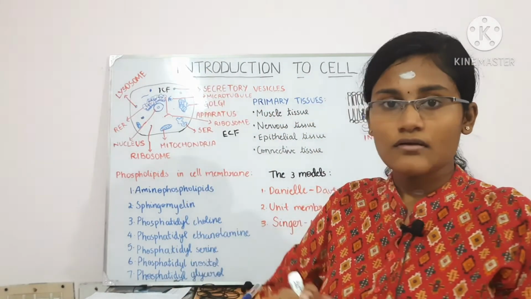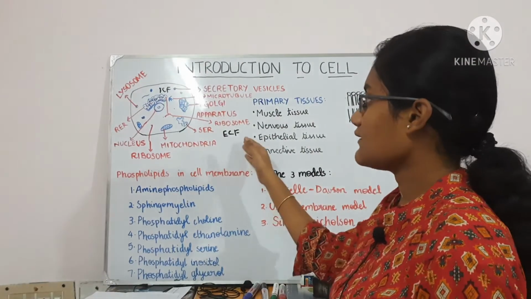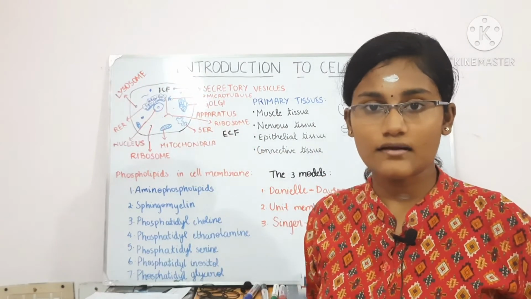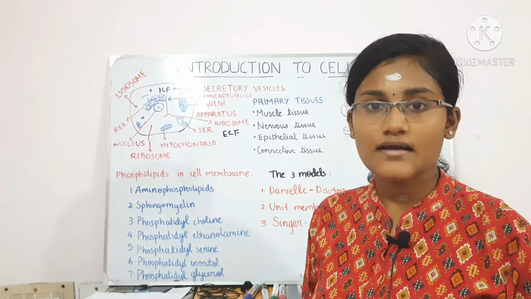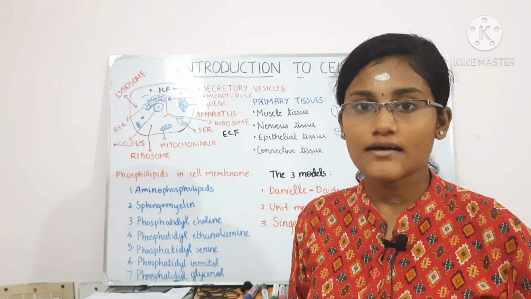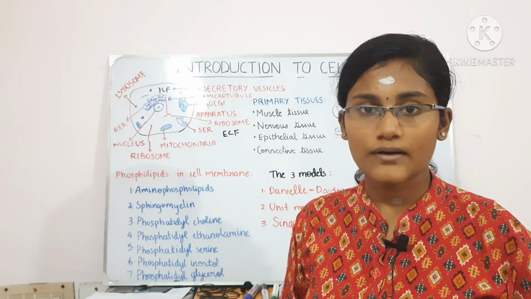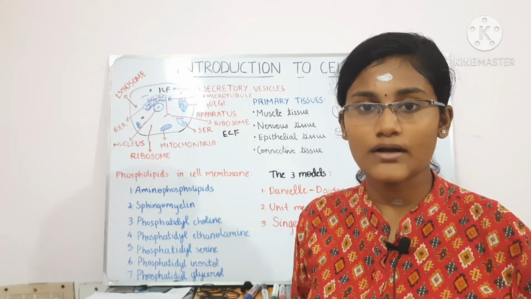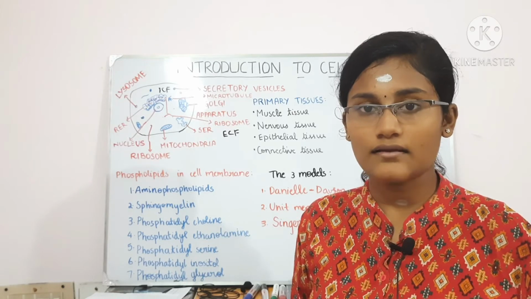Okay, so the cell membrane separates the extracellular fluid from the intracellular fluid. The extracellular fluid consists of the blood, plasma and transcellular fluid. So any body fluid outside the cell is called the extracellular fluid.